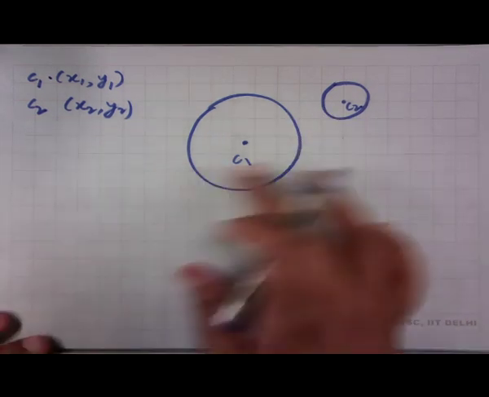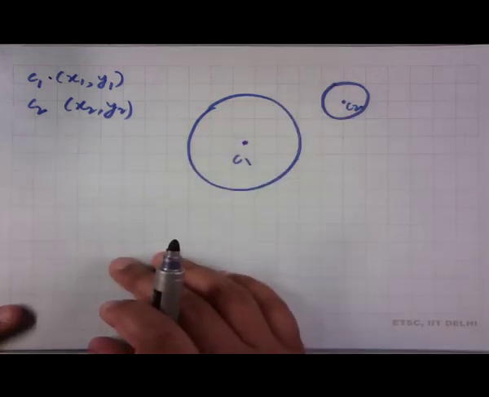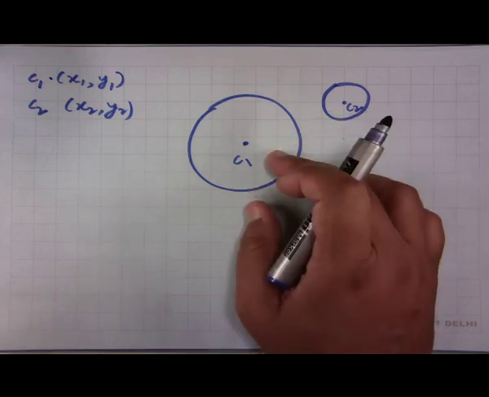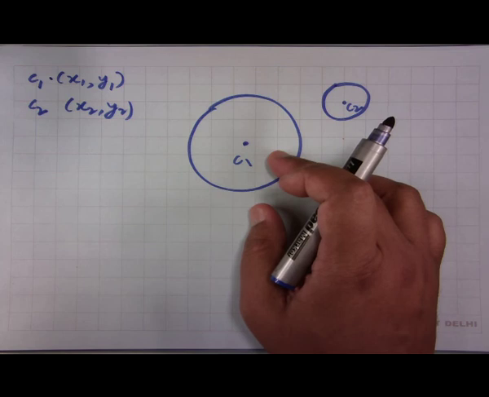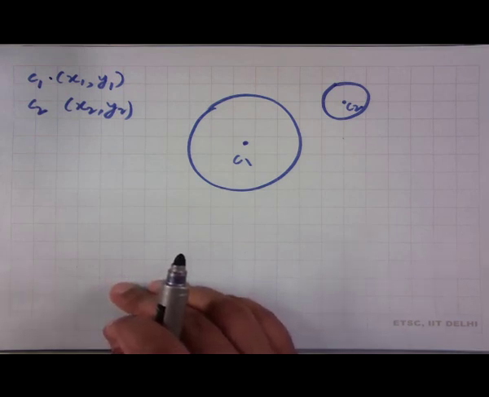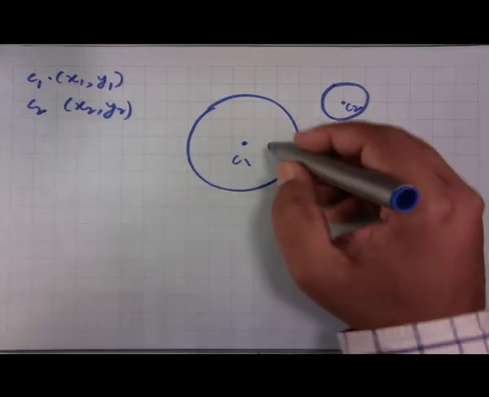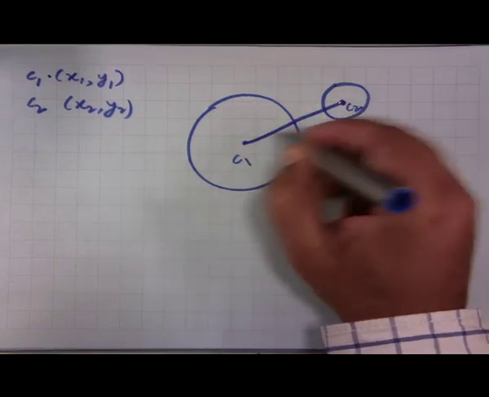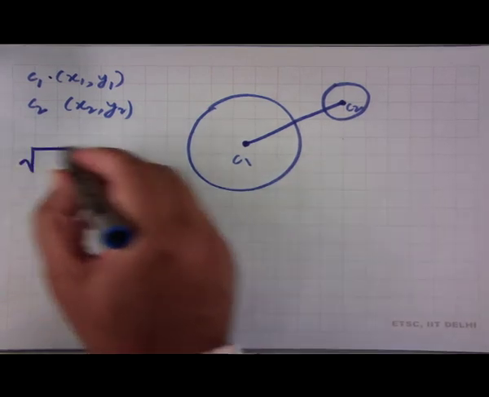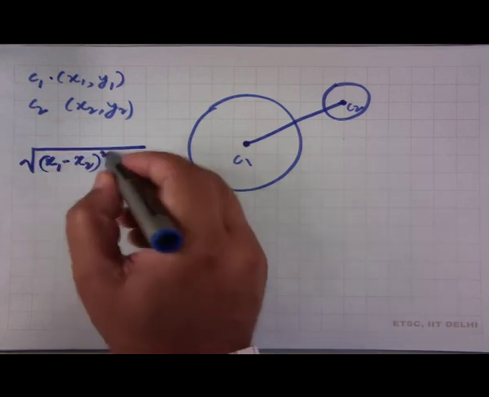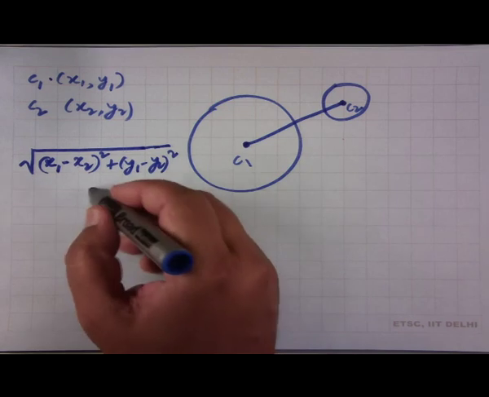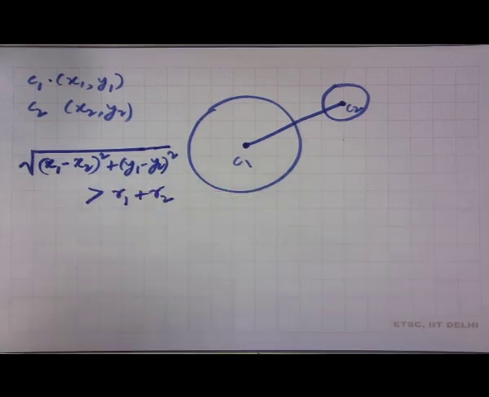Suppose the circles are not geometrically drawn and what we are given is only the radius of these two circles and the coordinates of the centers of the circles. Then how do we check whether the case is that of two non-intersecting and non-touching circles? It is not very difficult. What we realize is that if the straight line distance between the two centers, which is actually this expression, is greater than the sum of the radii, this we can easily check.